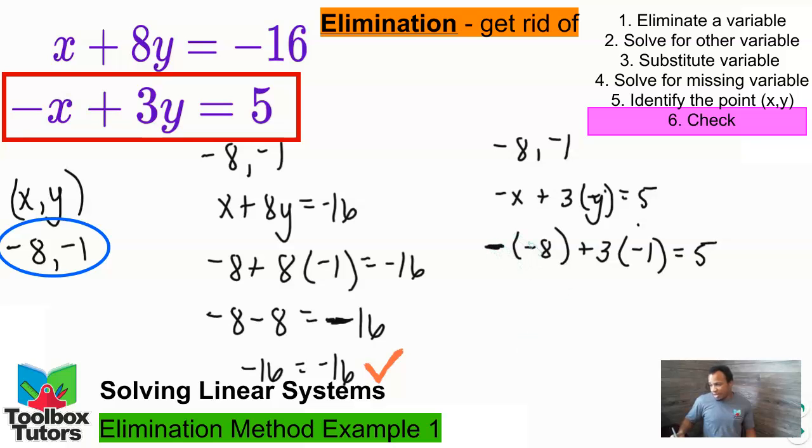Now a negative of negative 8 is a positive 8. So that's 8, and positive 3 times negative 1 gives us negative 3 equals 5. And 8 minus 3 equals 5, and 5 does equal 5. So now we know that negative 8, negative 1 is a solution to this example.